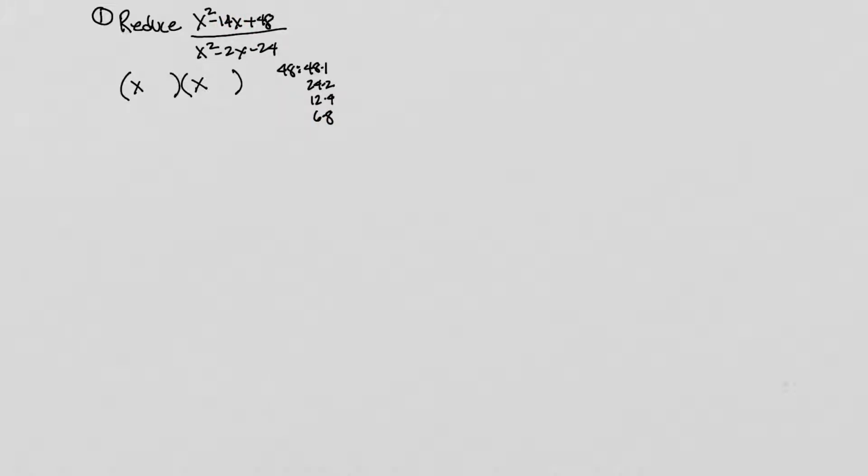So let's use the 6 and the 8. So we'll get a 6 and an 8. And because the 48 is positive, these two numbers, the 6 and the 8, have the same sign, which is going to be that minus sign right there. I'm going to put an x minus 6, x minus 8. Now let's get this denominator.